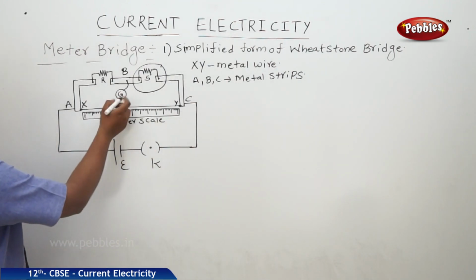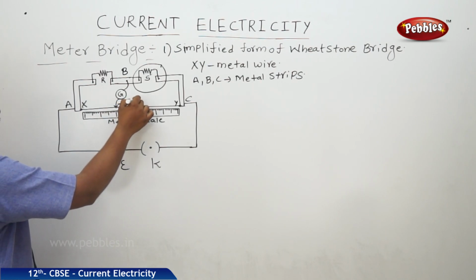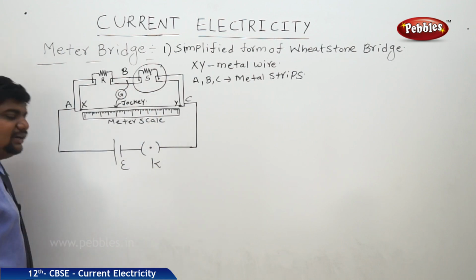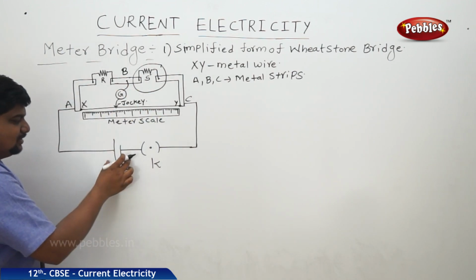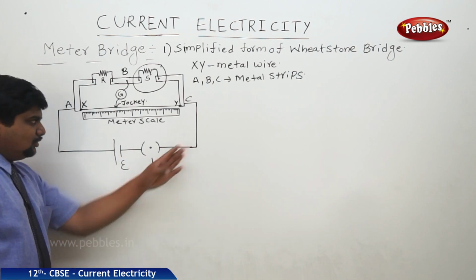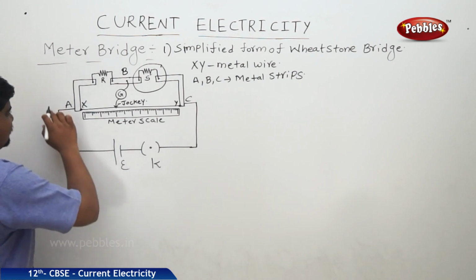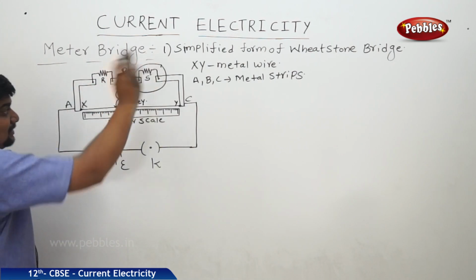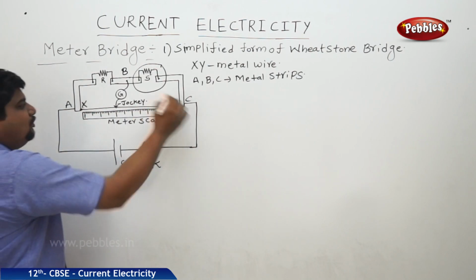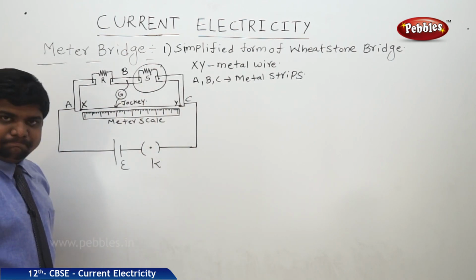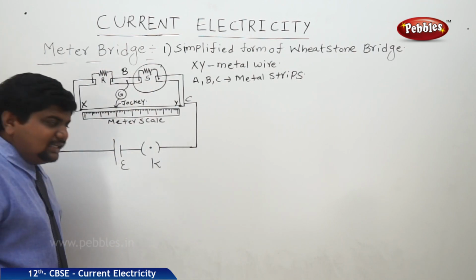This galvanometer is connected to this arrow mark. This arrow mark is a jockey, a pen type electrical device. After connecting these things, this is one EMF, this is a plug key. So now the connection of the circuit is given. Now the current is flowing through all the metal strips and resistors. Now this jockey is moving from X to Y along the metal wire. This known resistance is R, this unknown resistance is S.